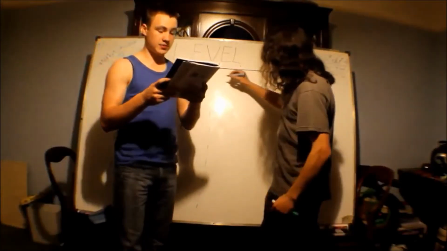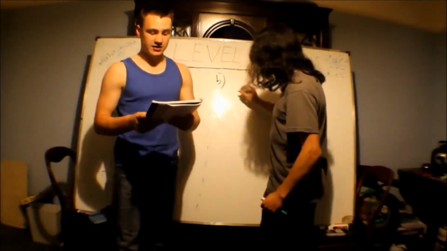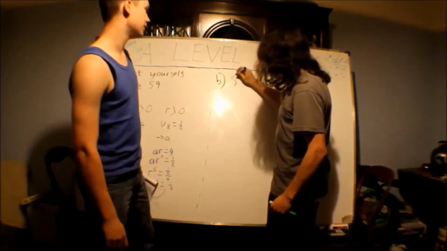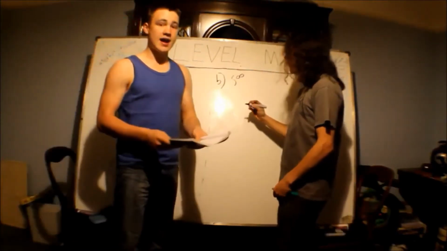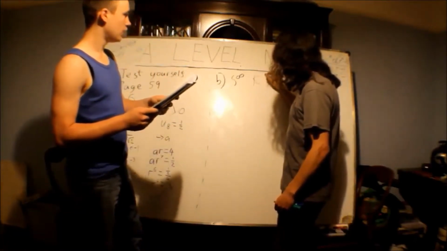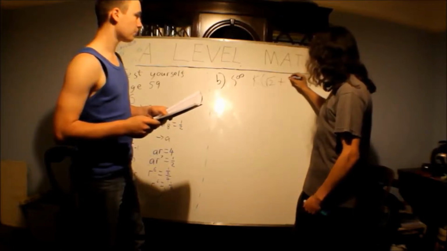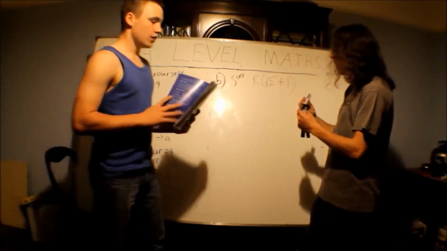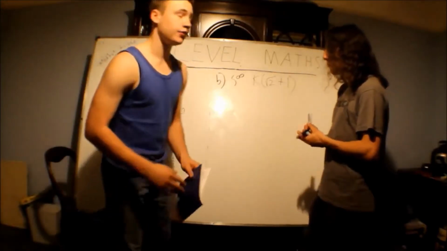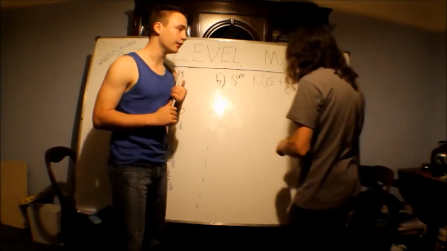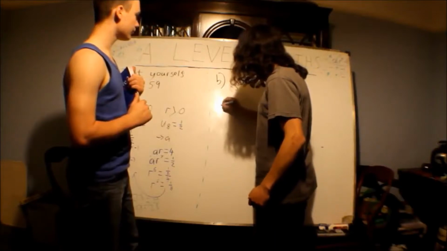Okay, so we have 6b. Find the sum to infinity of the series in the form k, open bracket, root 2 plus 1. Okay. So we have another formula for the sum to infinity, and it's a over 1 minus r. That's what we've got.